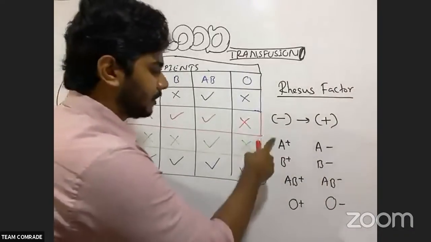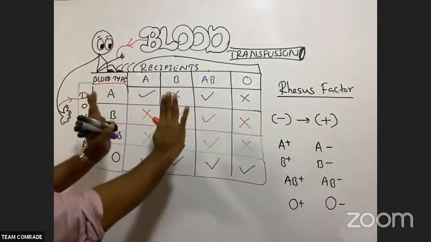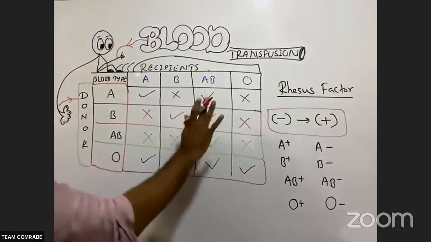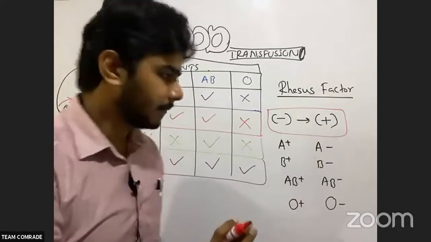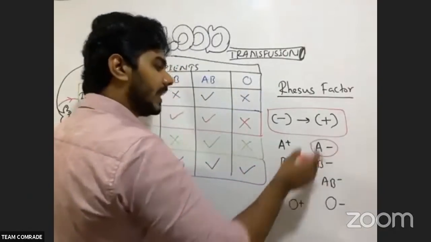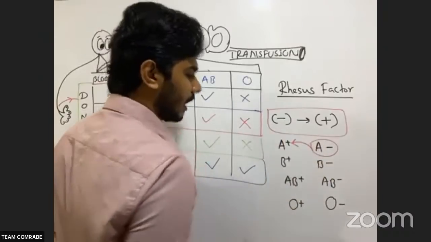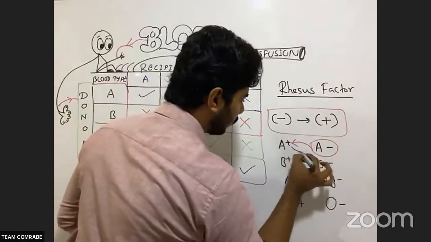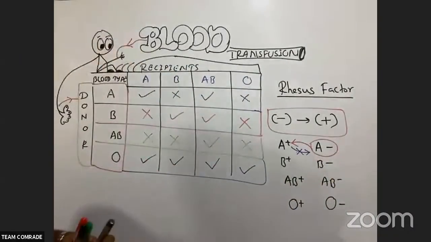Okay, you see, positive people can only give to positive. If these are plus, they can only give to plus bloods only. But if negative is there, they can give to negatives as well as to positives. Are you clear? But positive can't give to negative. Positive can't give to negative.